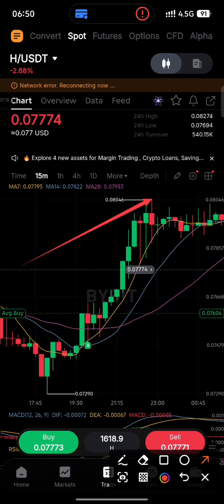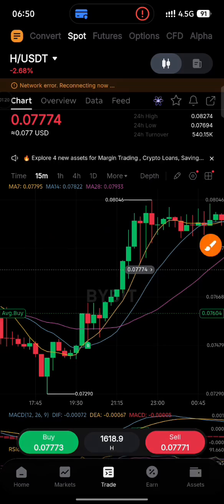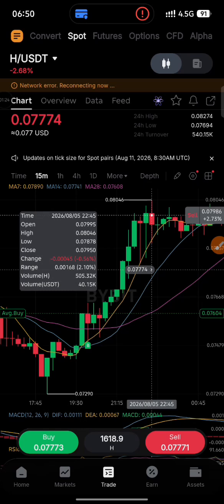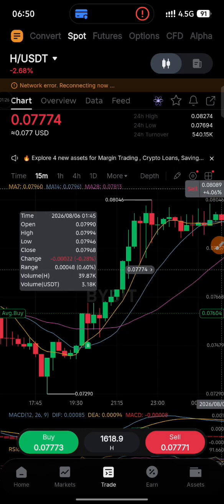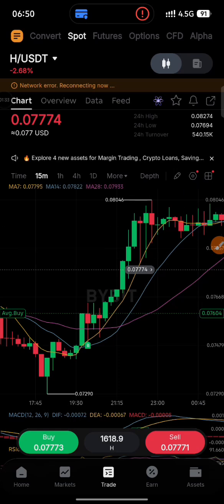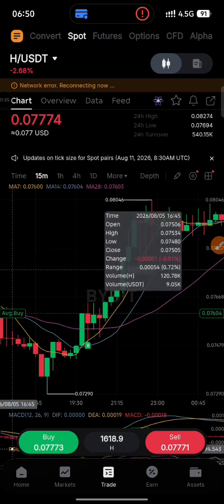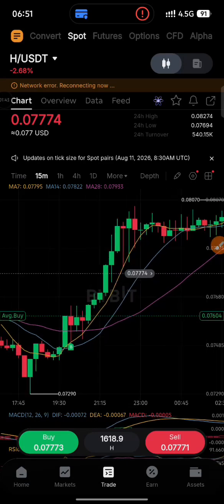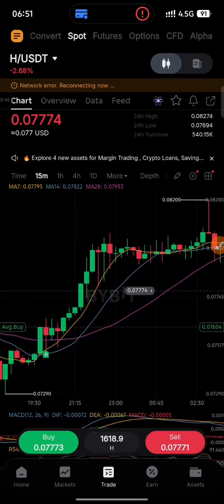Now let's look at this place. You can see this is the highest it goes here, which was 0.08. Okay, let's see what the RSI was then. You can see that the RSI then was already 70 and above. It was the right time for you to sell your trade.